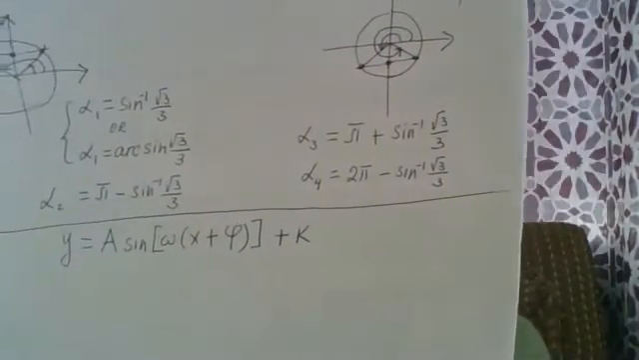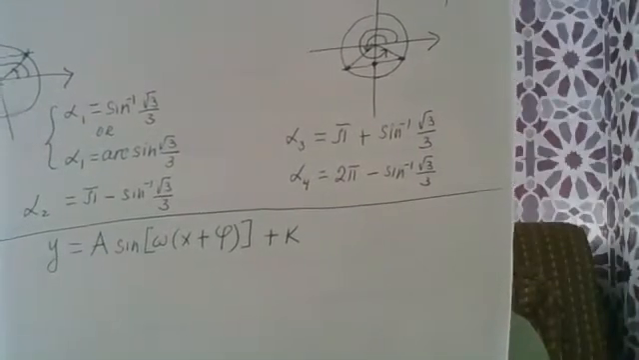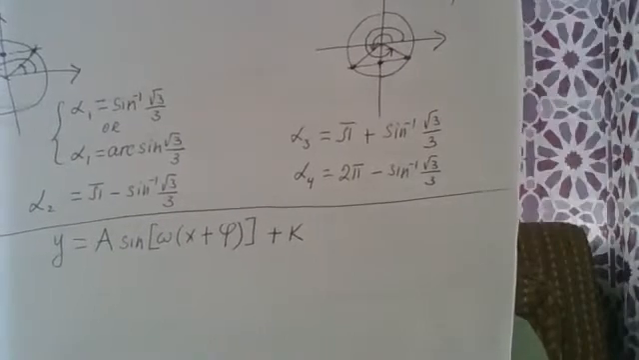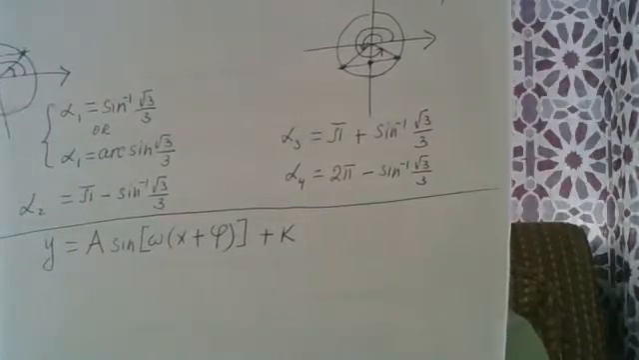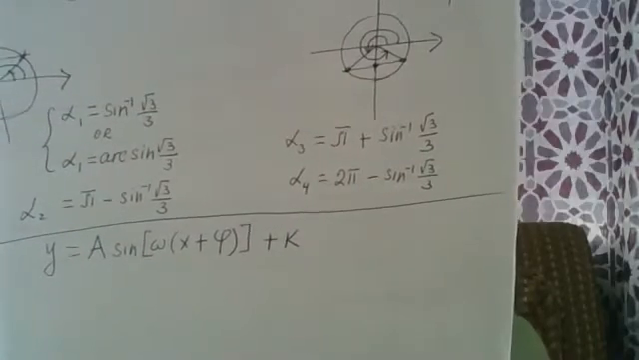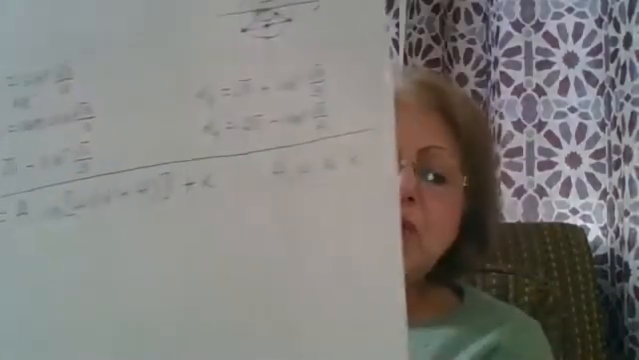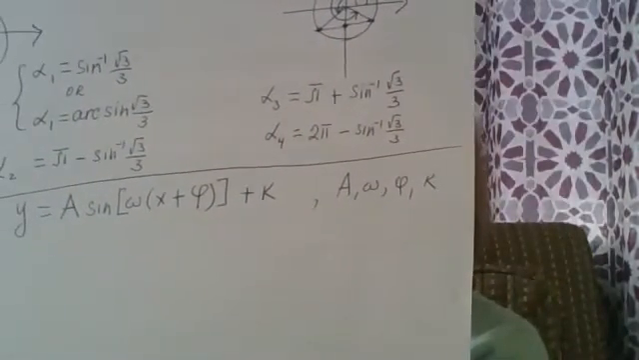And this is that formula. Y equals A times sine, brackets, omega times parenthesis x plus phi. This is letter phi. And at the end, you see letter of Latin alphabet, K. Here we have the following parameters: A, omega, phi, and K. Each of these parameters plays its own role for this function.